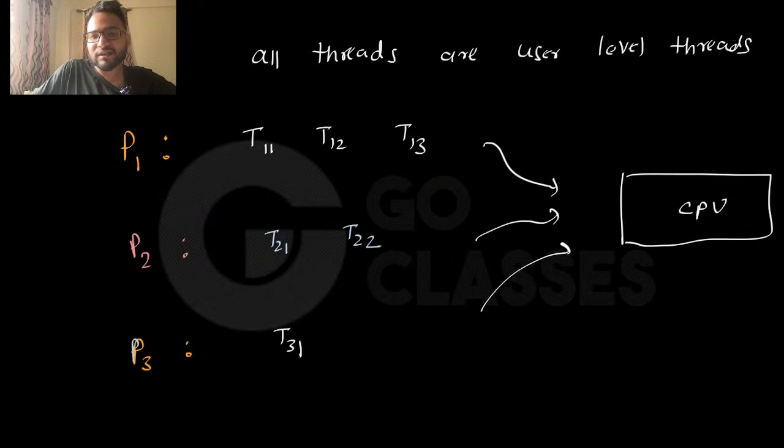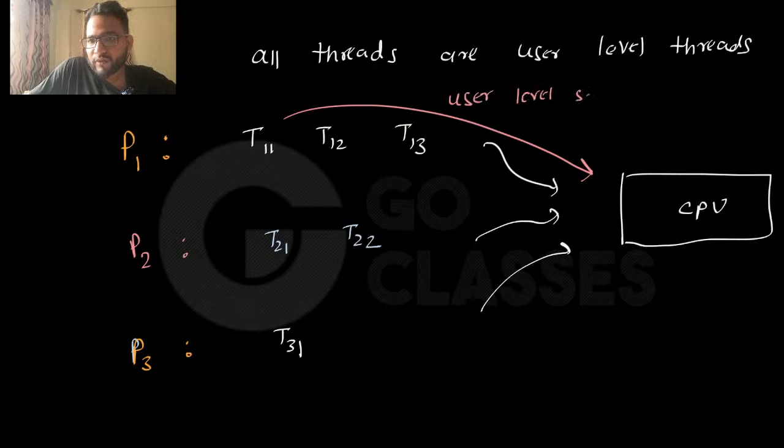So in this P1 there are 3 threads, that is okay, but the CPU doesn't know this, which means if you are scheduling this P1, which thread you want to schedule, the CPU doesn't have any control. That's called user level schedulers. They will say, okay, let me schedule this T11, let me schedule this T12, something like this, right? Now the kernel level scheduler, or the operating system scheduler, does not have any control on this, right?